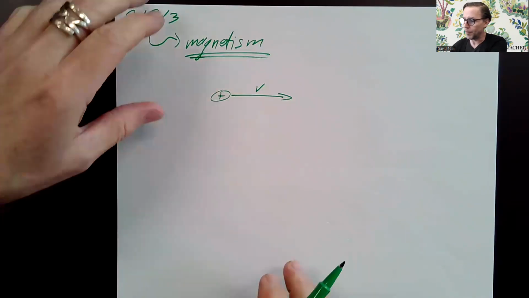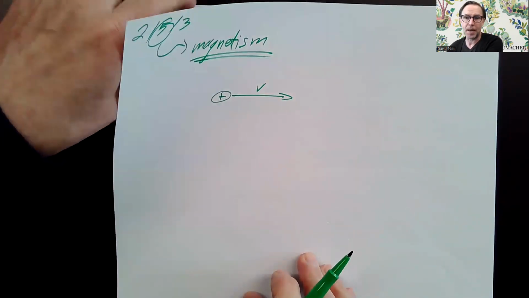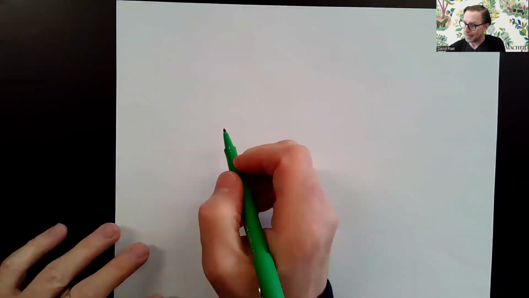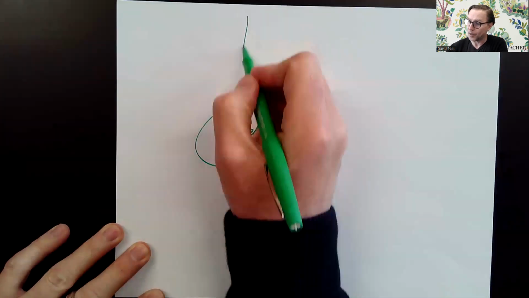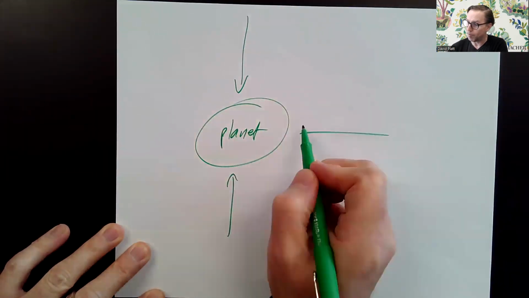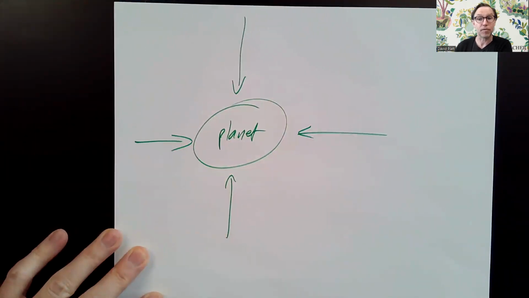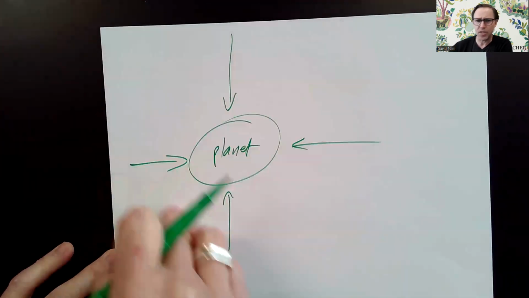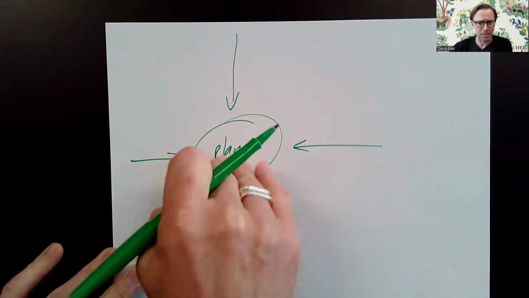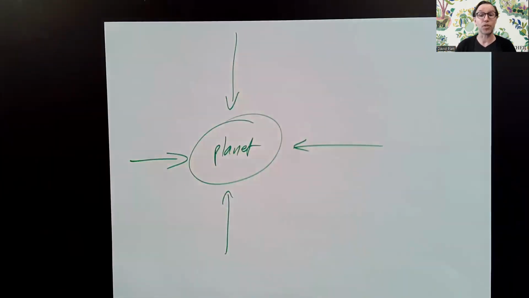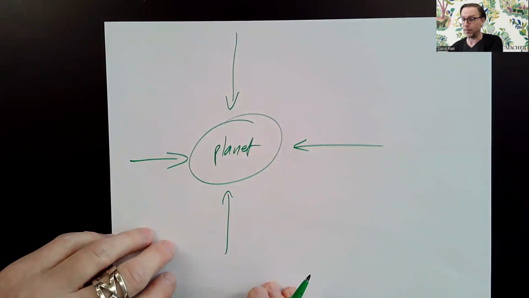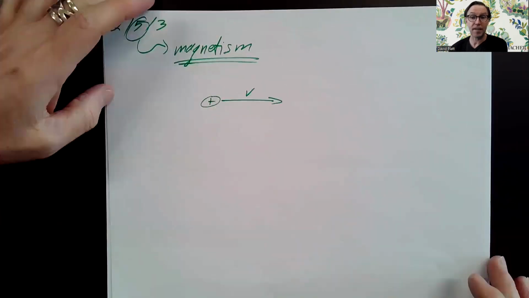Just like if we were out in space and we had a planet. This planet creates around itself a gravitational field. Well, this gravitational field is not going to push this planet, but this gravitational field will exert forces on other matter. So the beauty of magnetism is that moving charged particles create a field.